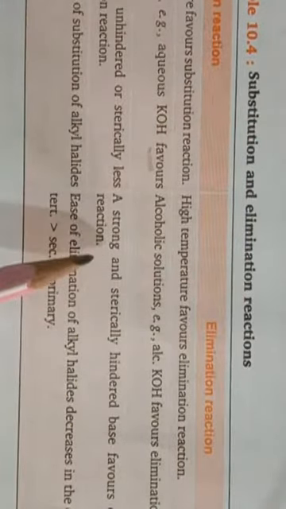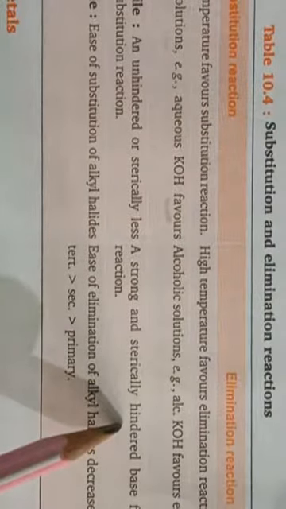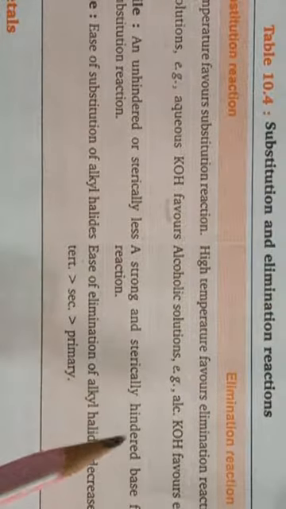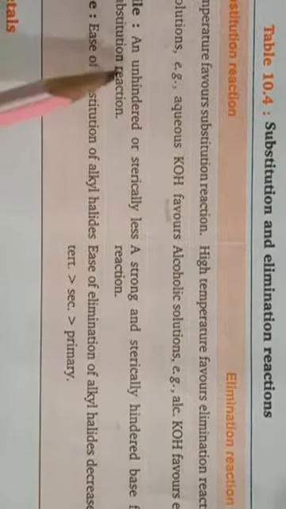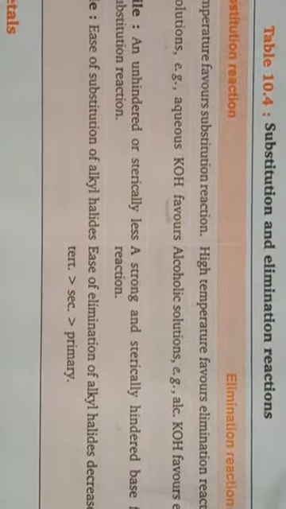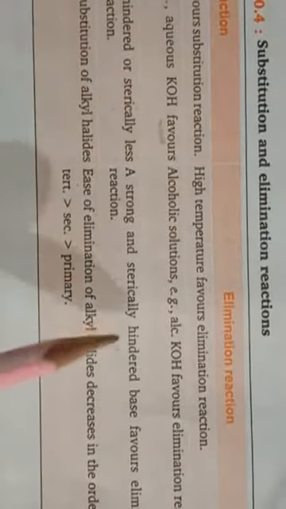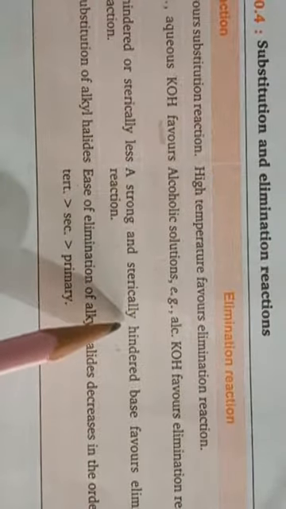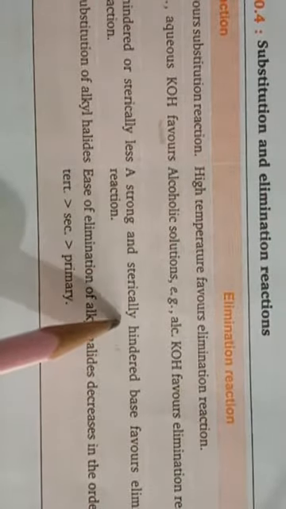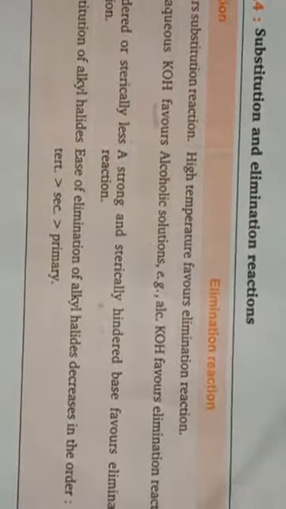Okay, so for example, alkoxide ion and hydroxide ion. Okay children, alkoxide ion is a stronger base than hydroxide ion. So when we use a stronger base, alkoxide ion, with tertiary alkyl halides, then mainly alkenes are formed under elimination reaction.